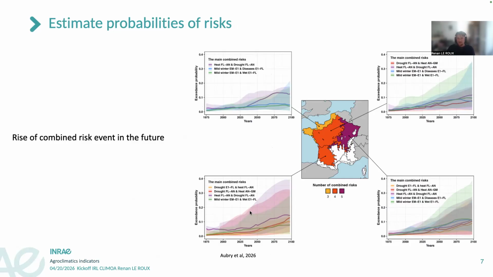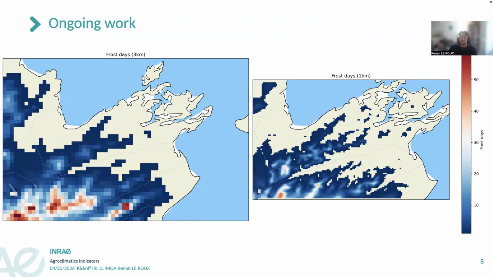And this kind of method has been applied to New Zealand vine during a visit over the last 3 months. We already have some ongoing work inside the laboratory and inside the Agri4Adapt project, for example, with some colleagues from UC who are working on how the resolution of a climate model may impact the result of agroclimatic indicators.